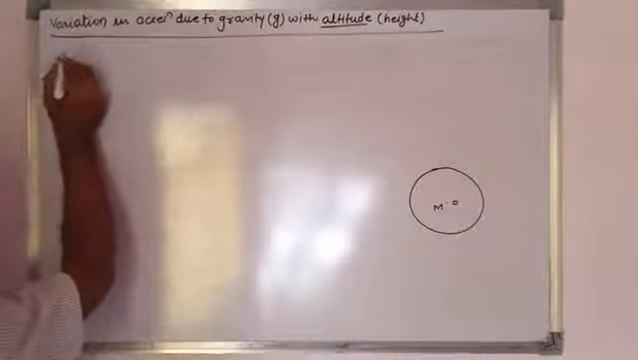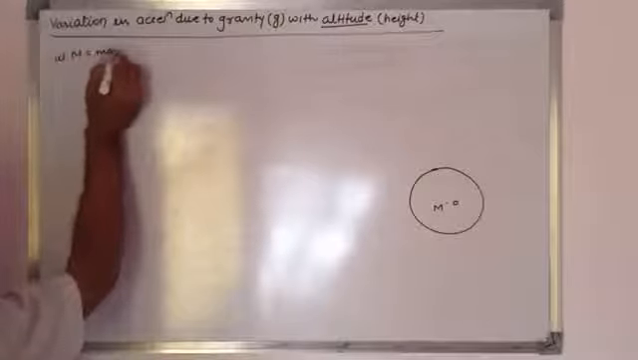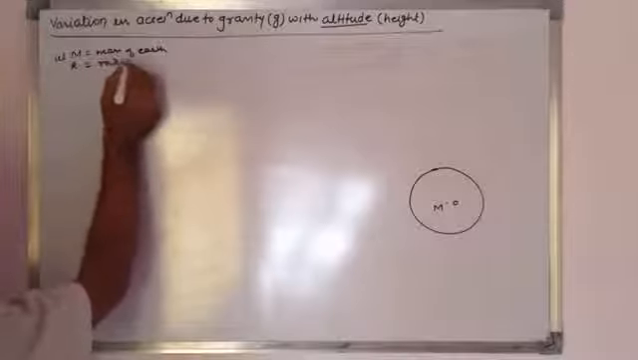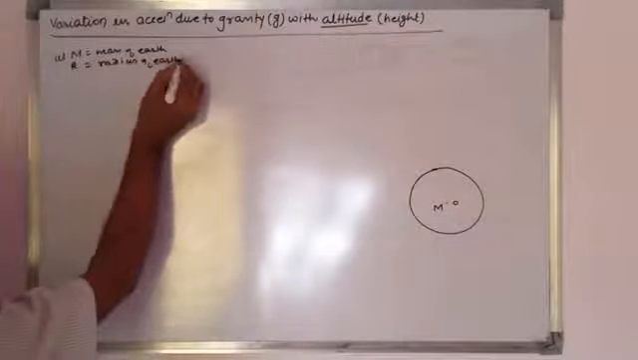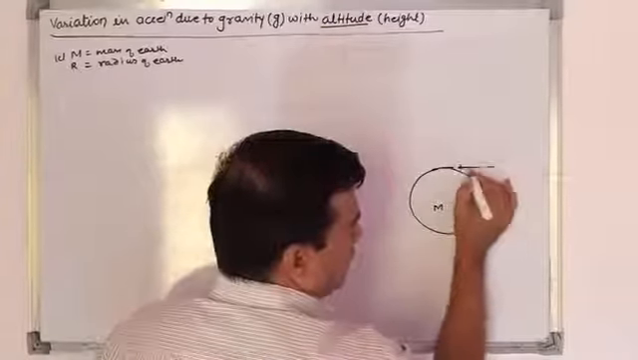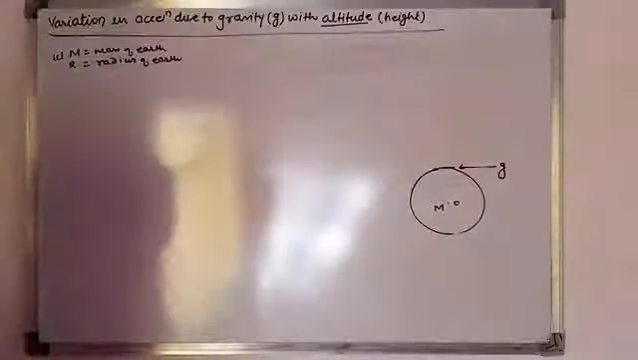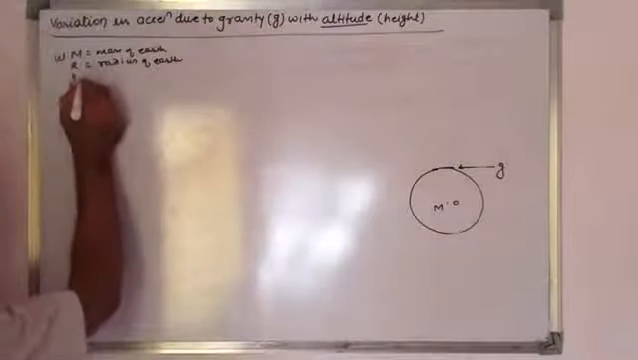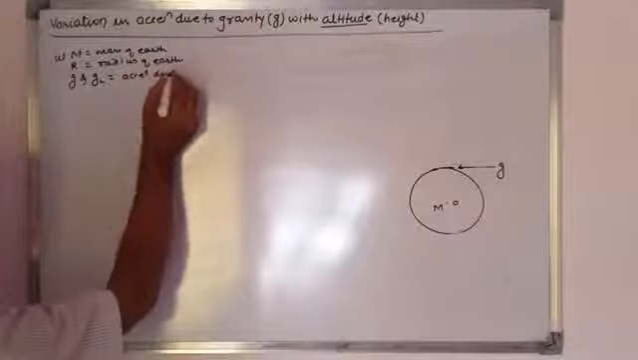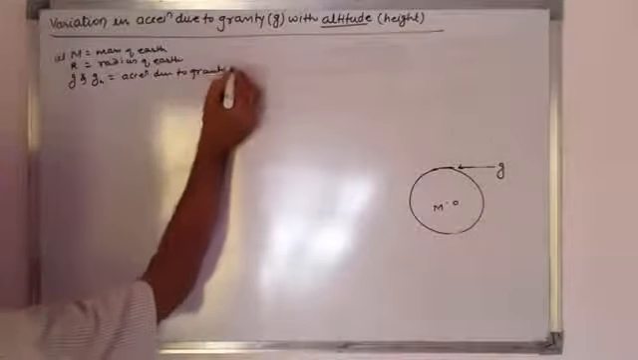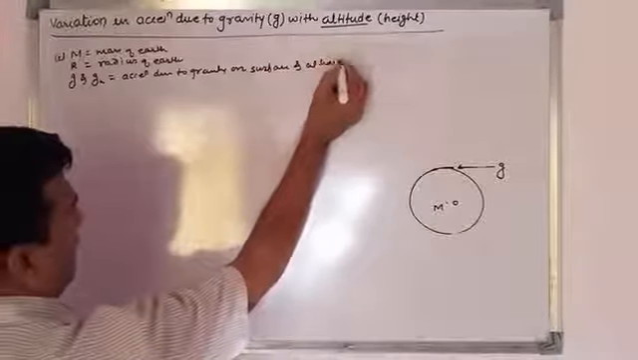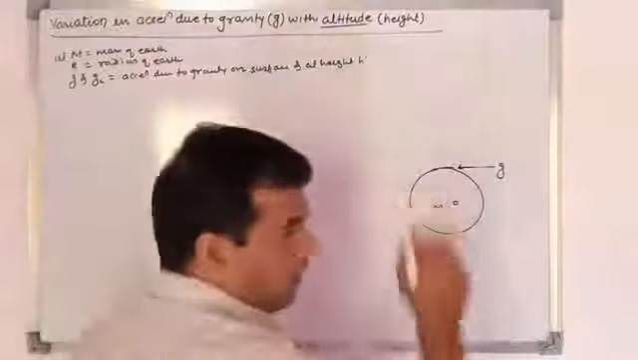Let M be the mass of earth, R be the radius of earth, and this is the surface of earth. So on the surface of earth, suppose the acceleration due to gravity is g, and g_h be the acceleration due to gravity on the surface and at height h above the earth surface.